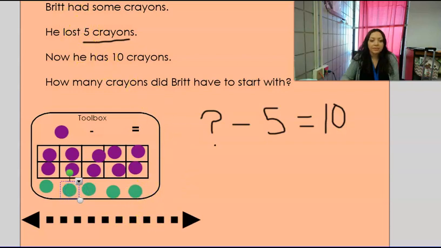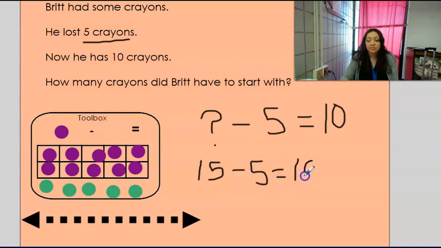So now I have to figure out how many I had in all, how many I started with. So I know that this is a full 10 frame, so it's 10. And I know that 10 plus 5 is 1 ten and 5 ones, and that's the number 15. Very good. So 15. And he had 15 crayons. He can lose 5, and he can still be left with 10.